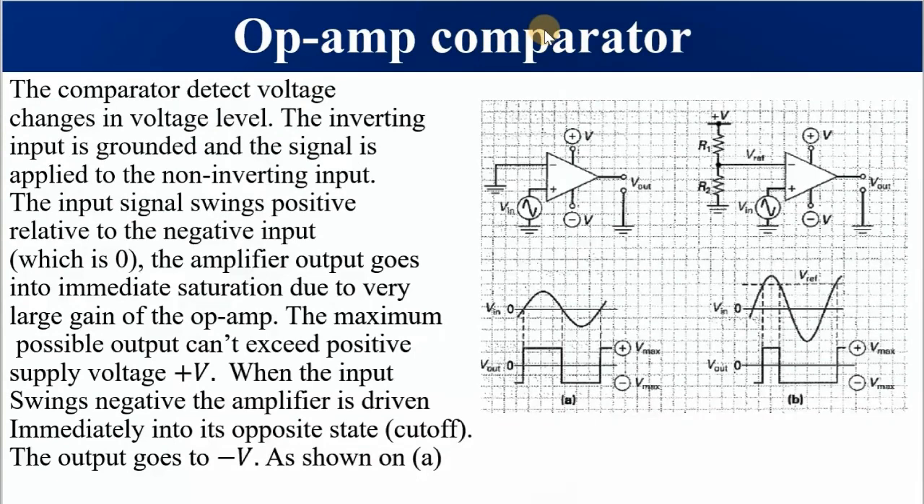The operation of a comparator is shown with a non-inverting amplifier that is operating as a comparator. Why am I saying non-inverting?